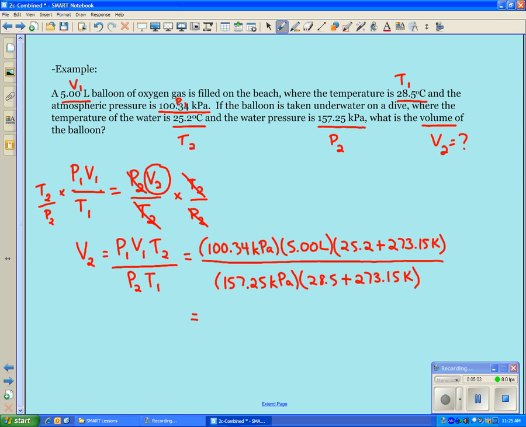Make sure you do those temperature calculations first. The top one should come out to 298.35 Kelvin. And your second temperature, or T1 that's on the bottom, will be 301.65 Kelvin. So make sure you use those values in your calculation. Final answer with 3 significant digits is 3.16 liters. And there's the combined gas law.